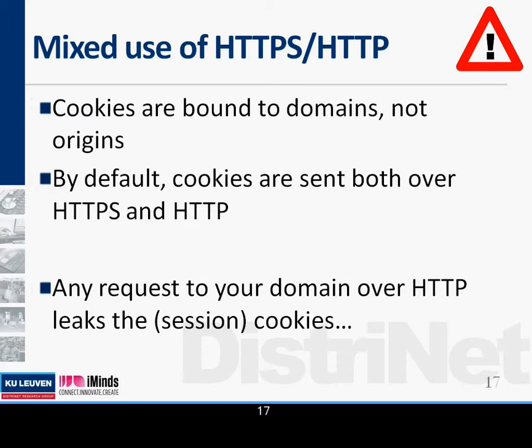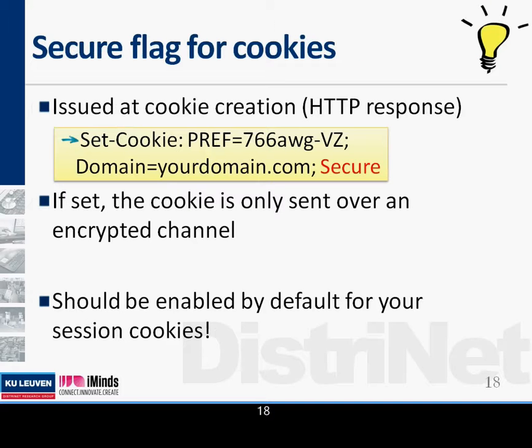What's the impact of that? Any request over HTTP will leak your session cookies or the whole set of cookies. So it means that if you're using a hybrid setup, you have to make sure that you secure them. And how can you secure them? Well, quite easily. There's a specific flag for cookies, namely the secure flag. If you include the secure flag when issuing a cookie in the HTTP response, then the browser knows that that cookie can only be sent over an encrypted channel. So then you can have two session cookies, one for the HTTP session, one for the HTTPS session, and by now you know that your HTTPS cookie will never be sent in the wild. So can you set these attributes on an HTTP response?